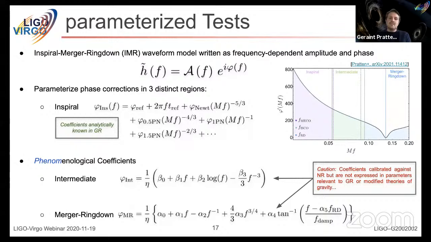Now moving on, the next two regions, the intermediate and merger ringdown, these are a bit more problematic. These are phenomenological in nature. So whilst they are designed to match the phasing from general relativity, there's this cautionary note on the right-hand side that we should really pay attention to, namely that the coefficients, whilst calibrated against numerical relativity simulations, so whilst accurate, are not expressed in terms of parameters that are relevant to either general relativity or any modified theory of gravity.